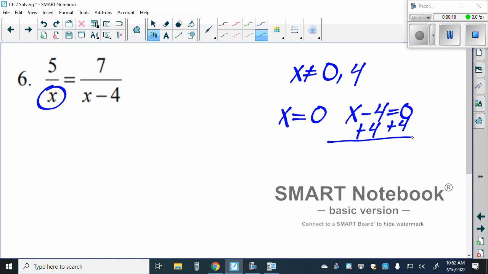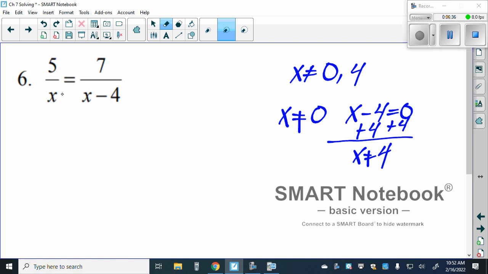Solve by adding 4 to both sides, telling us x is equal to 4. So neither one of these will work. So if we get a solution that is either 0 or 4, we know that that solution is an extraneous solution, and it does not work in the original equation.